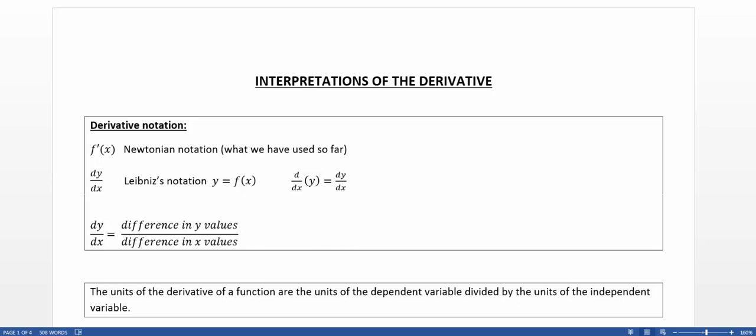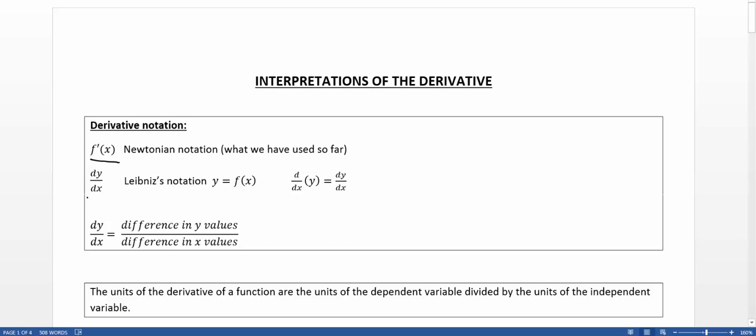So far in this course, we've used what's called Newtonian notation. That's because it came from Sir Isaac Newton. That notation is what we've been using that looks like f prime of x. When we use that prime mark, that came from Newton, and that's what we mostly use because the shorthand's a bit easier. However, while Newton was developing calculus, Leibniz was also developing calculus, and Leibniz used a slightly different notation.